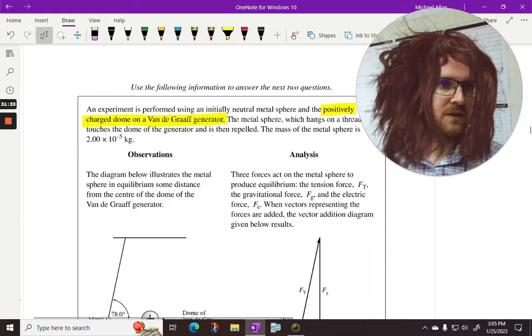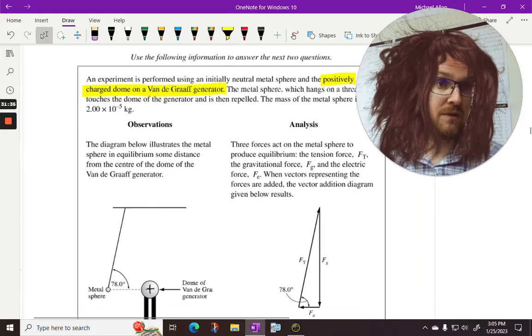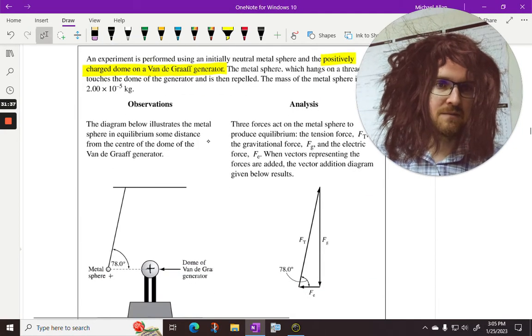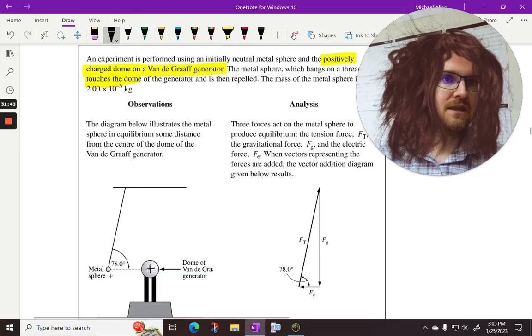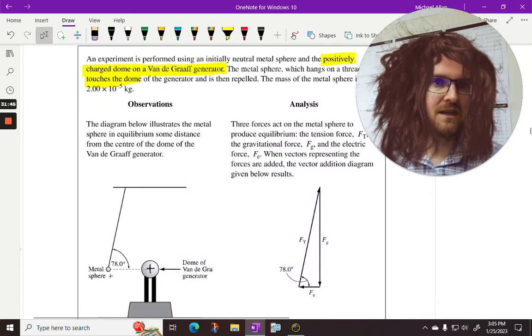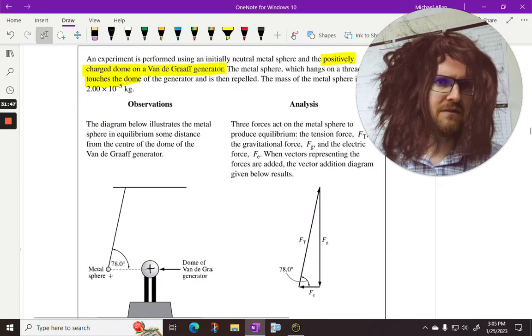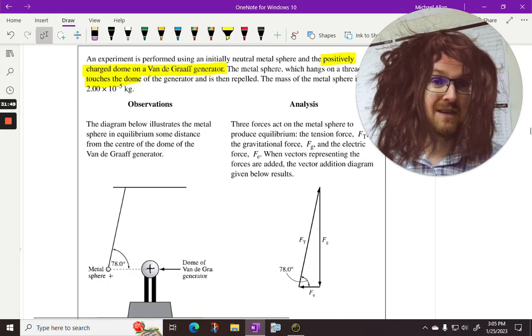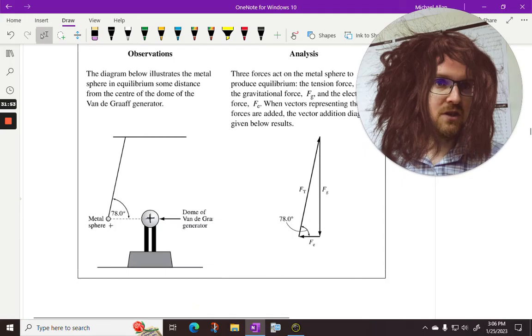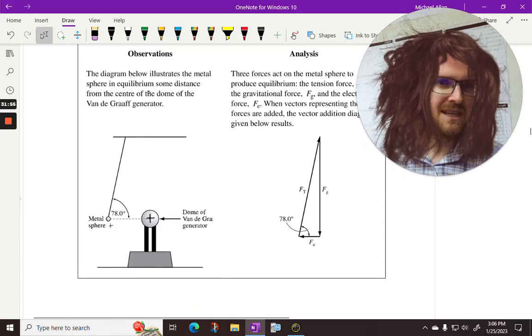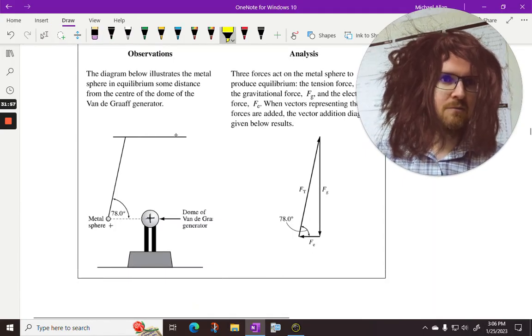The metal sphere, which is hanging on the thread, touches the dome and is repelled. So that means this guy now is positively charged because it touched it, right? Touches the dome. Okay, so that's positively charged. And the mass of the sphere is relatively large, 2.5 times 10 to the negative 5 kilograms. That's pretty big. The mass, or the picture showing what it looks like afterwards. It's reached equilibrium, so all the forces here are balancing each other out, which is nice.